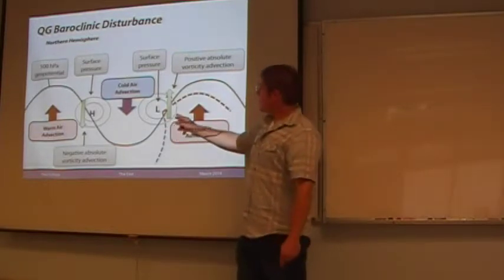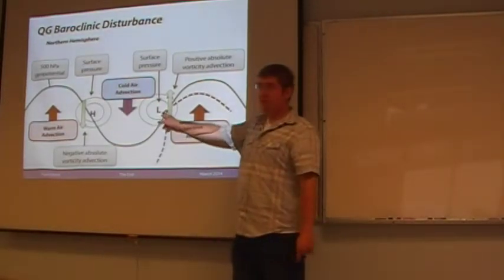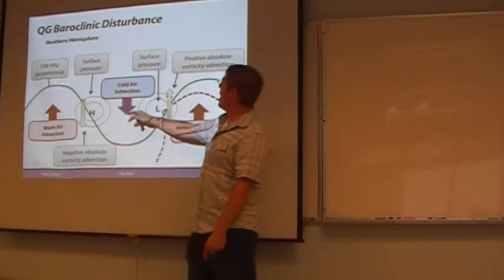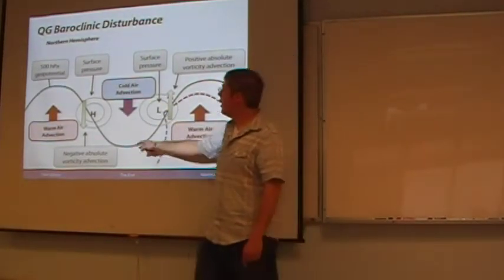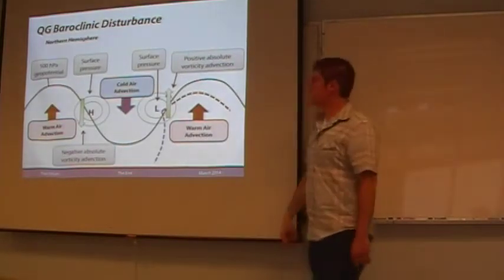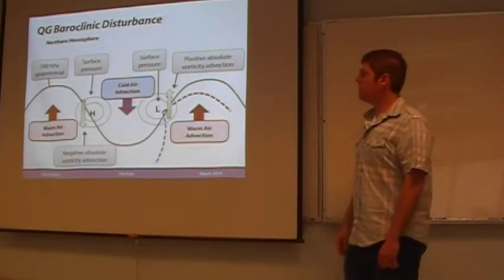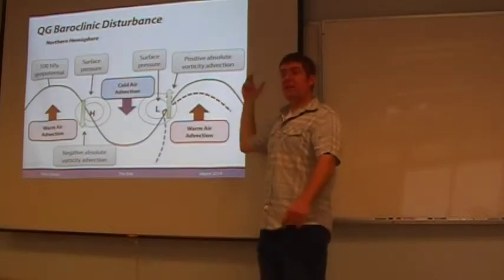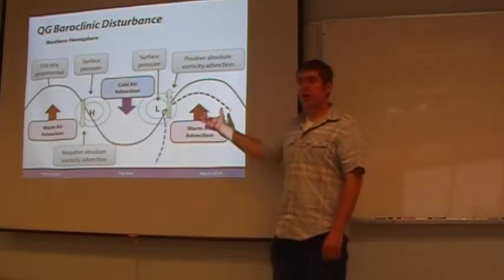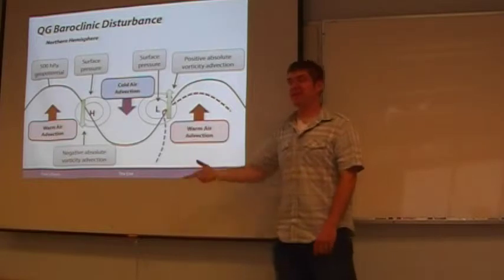Vorticity advection is most prominent above the surface level low and surface level high, with positive absolute vorticity advection occurring above the surface level low and negative absolute vorticity advection occurring above the surface level high. That leads to propagation of the wave and the tendency for eastward propagation associated with short wavelength baroclinic systems.